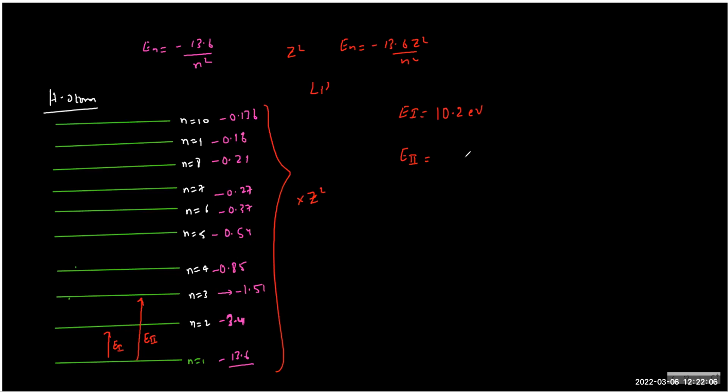What happened? 12.09. So you should remember this answer. See, in Bohr's theory, if you don't remember the values, it's almost difficult to solve the question easily. So remember the E3 also. What is E3? Check the E3.